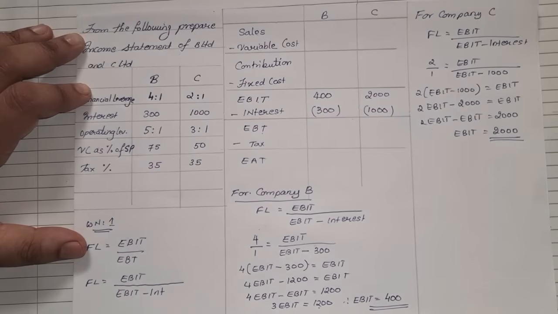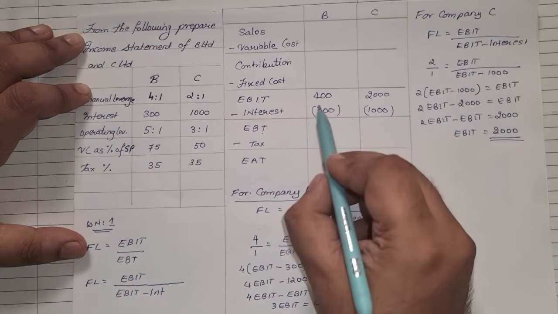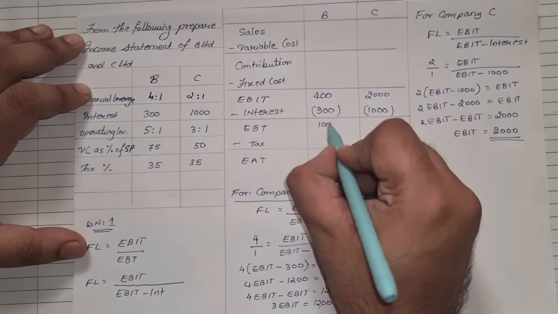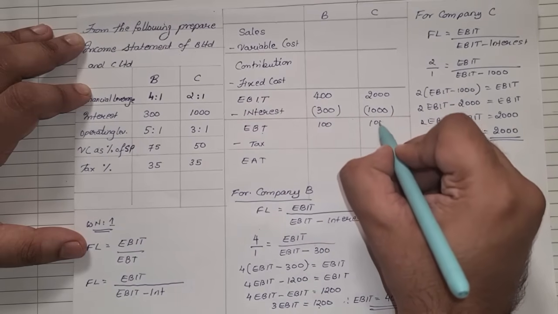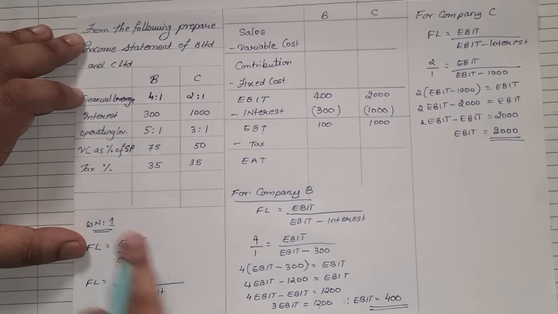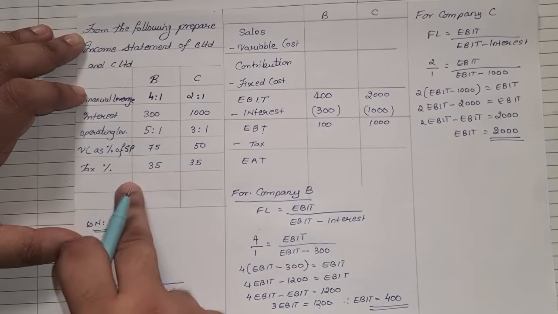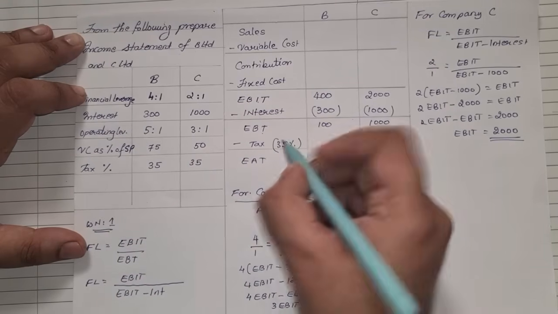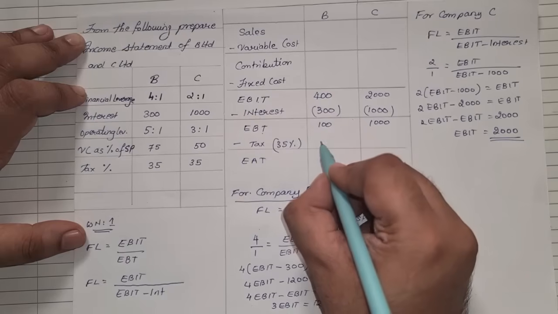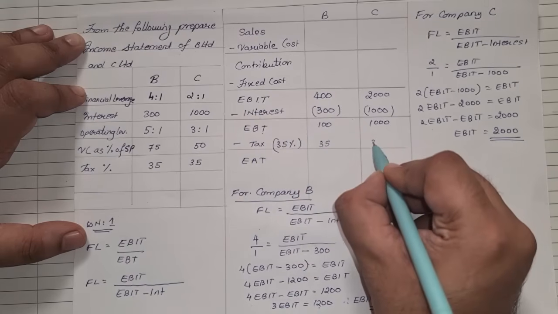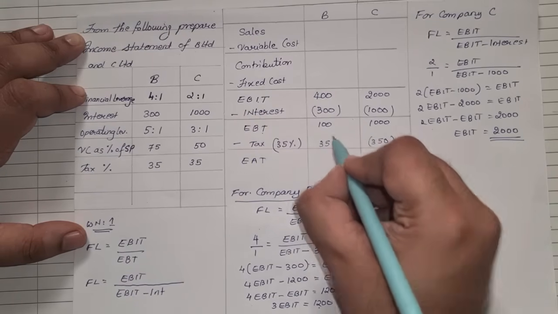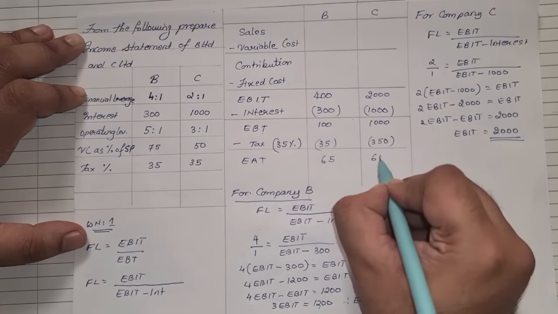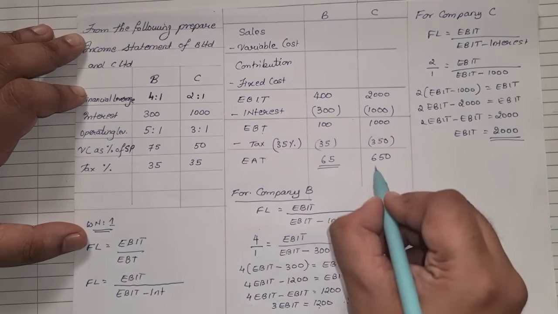Now let us try filling up whatever details we can fill up. 400 minus 300 would give you my earning before tax as 100. 2000 minus 1000 would have given me 1000. Less tax. Tax is 35%. So of earning before tax, 100 into 35% is 35, and 1000 into 35% is 350. When you subtract, I get 65 and 650. So we found the bottom half.